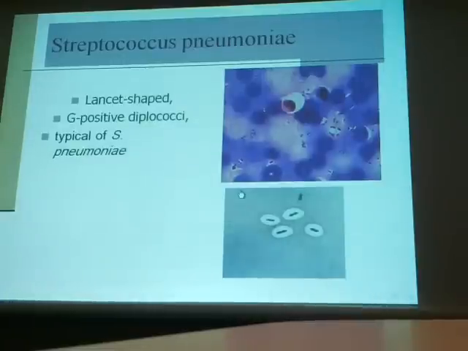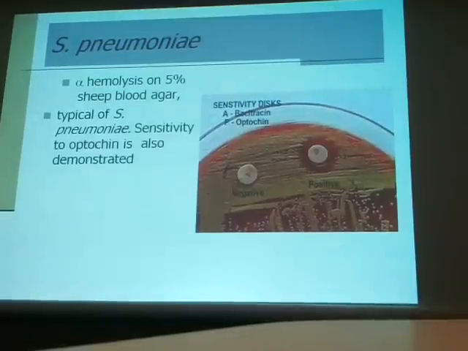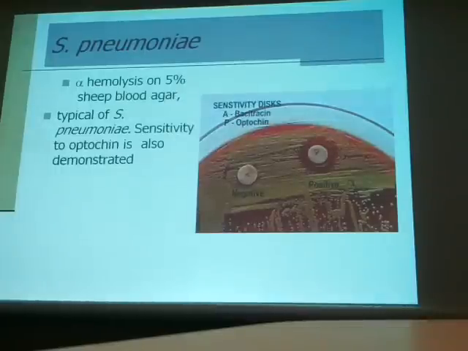Streptococcus pneumoniae, as we said, is alpha hemolytic on blood agar. By the way, on chocolate agar we can usually distinguish alpha hemolysis; only alpha hemolysis can be seen on chocolate agar. So it's alpha hemolysis on sheep blood agar. The confirmatory test for pneumoniae is the optochin disc. It's sensitive to optochin, giving an inhibition zone around the disc. As we said, Streptococcus pyogenes is sensitive to bacitracin.